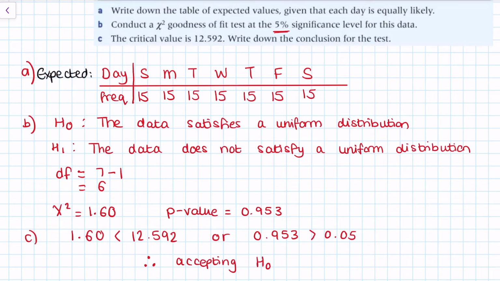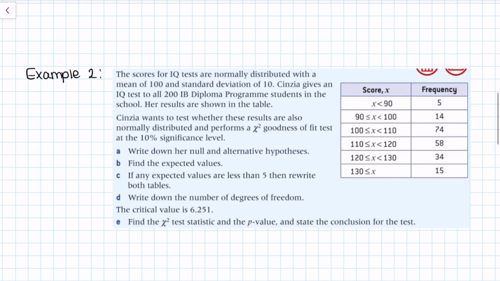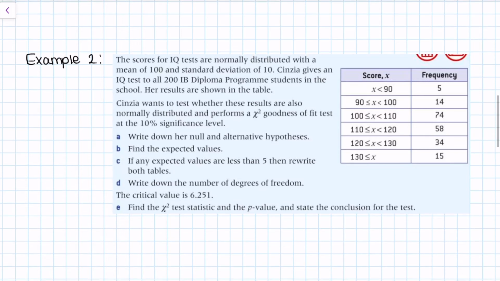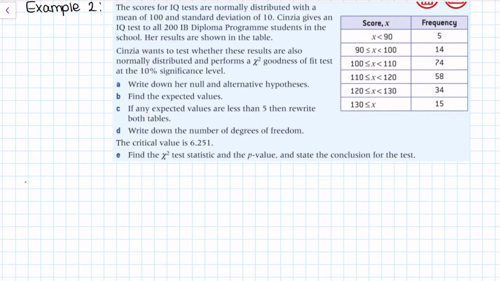To accept, the chi-squared has to be less than the critical value, or the p-value is greater than the significance level. Example 2. The scores for IQ tests are normally distributed with a mean of 100 and a standard deviation of 10. Cynthia gives an IQ test to all 200 IB diploma program students in her school. The results are shown in the table. Cynthia wants to test whether these results are also normally distributed and performs a chi-squared goodness of fit test at the 10% significance level. First of all, we're going to write down the null and alternate hypothesis. So our null hypothesis will be that the data is normally distributed, and our alternate will be that the data is not normally distributed.